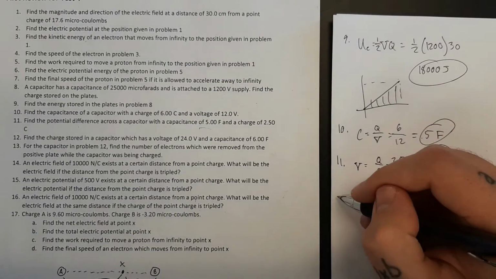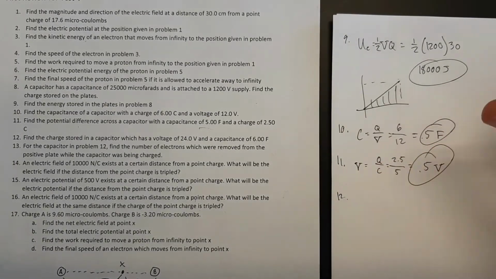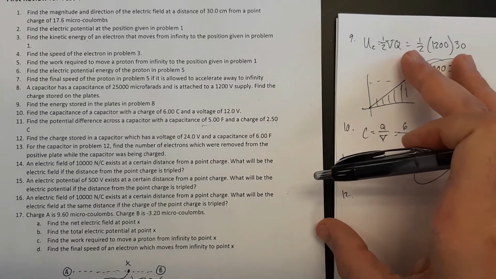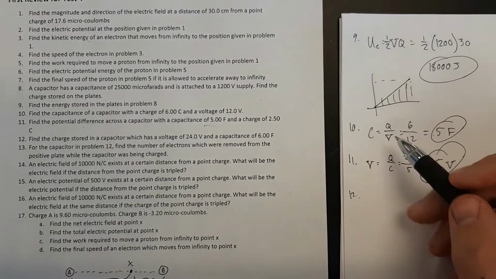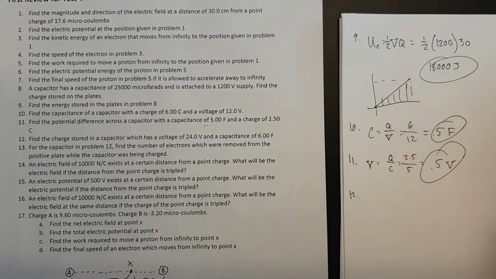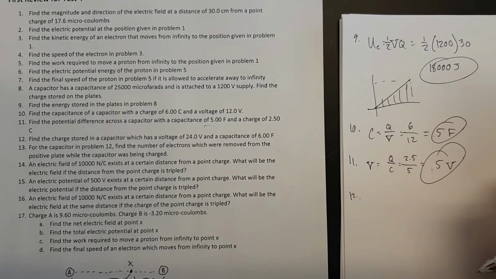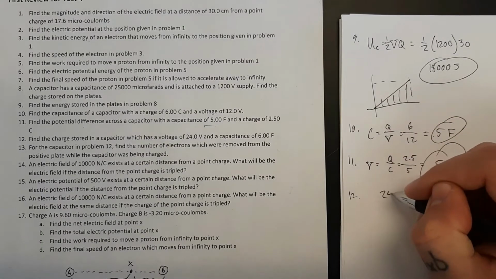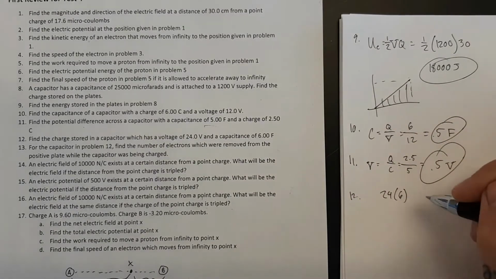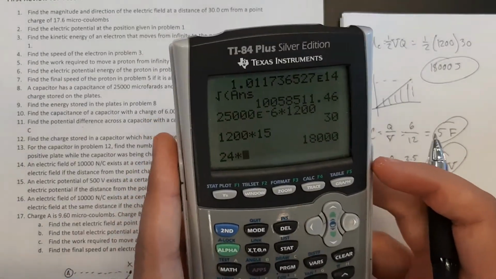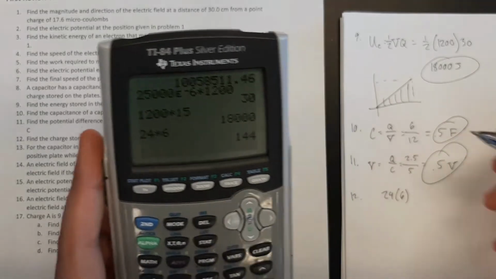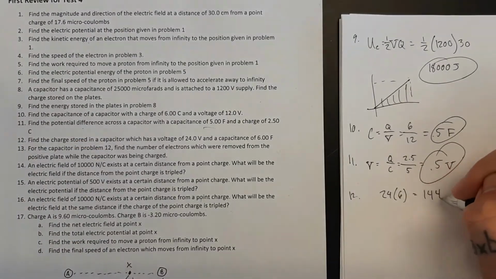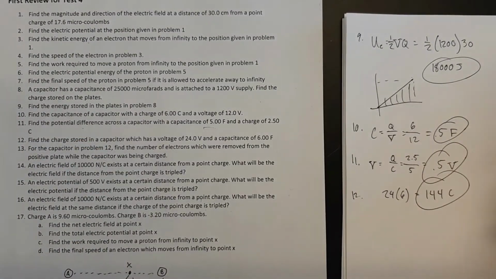Number 12. Find the charge stored in a capacitor which has a voltage of 24 volts and a capacitance of 6 farads. Okay, so looking for charge, that's just multiplying our voltage over. So this is going to be 24 times 6. I don't want to think at all. No. Oh my God. Come on, man. All right, so we got 144. 144 coulombs. All right.